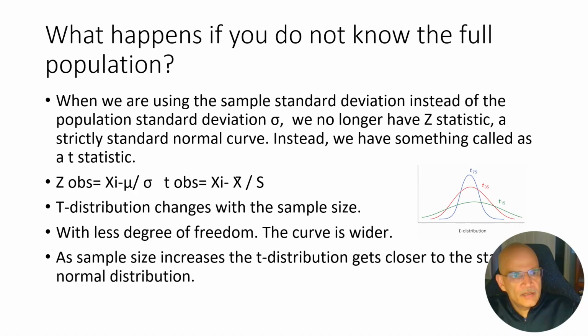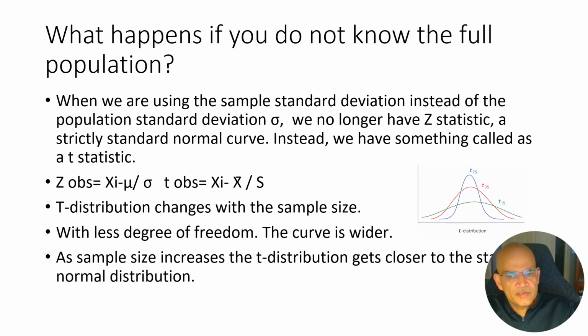What happens if you do not know the full population? That is what typically happens, because previously we used the population mean, but most of the time we don't have the population mean, so we have to use what is called the t distribution. The t distribution is very similar to the z distribution or the normal distribution, except that its kurtosis depends on the sample size. If you have a large sample size, it becomes more normally distributed, and as it becomes smaller, it becomes flatter. So z observed is xi minus mu upon sigma, while t observed is xi minus x bar upon s.